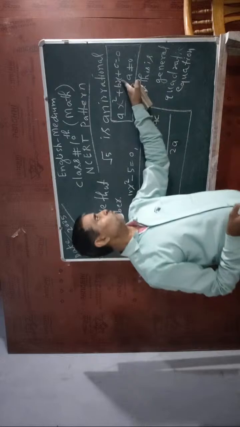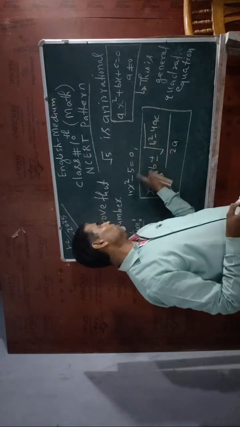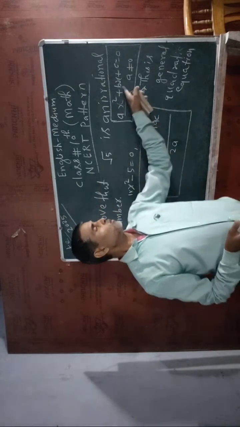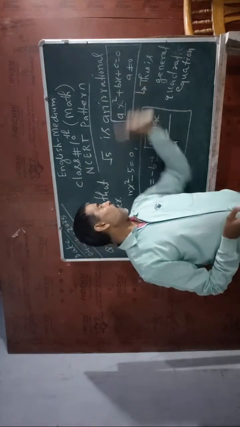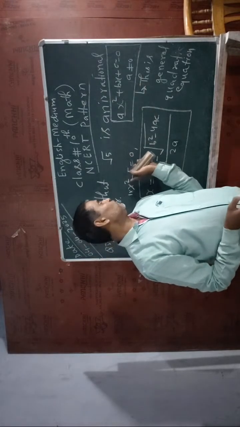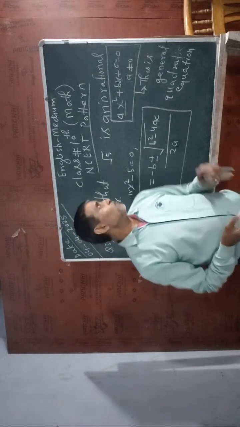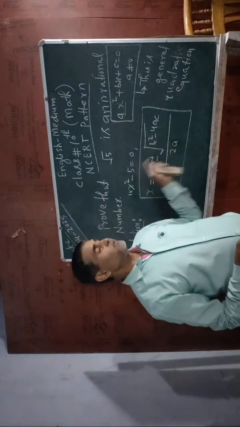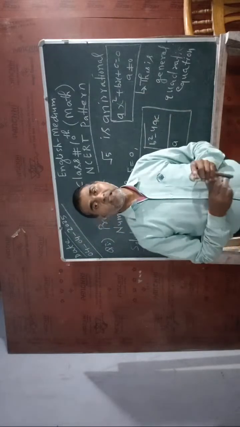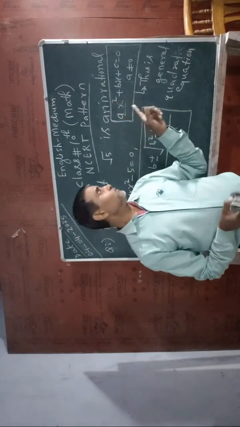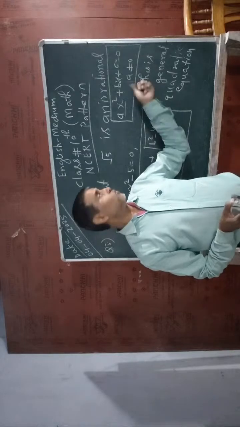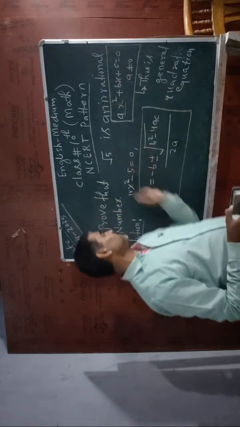But here the coefficient of x is not available in this quadratic equation. The coefficient of b will be 0. Now the value of c is -5. It means that a, b, c belong to minus infinity to plus infinity, but a cannot be 0. Therefore c is a negative integer.